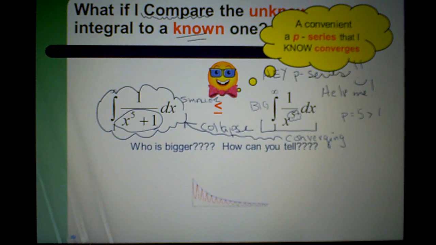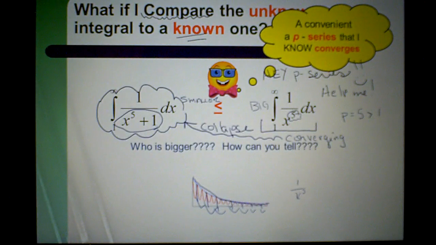Graphically, here is 1 over x to the 5th. As long as I know that 1 over x to the 5th plus 1 behaves very much like this, but always will lie underneath it, think of it this way: if this area converges, then anything that lies underneath of it and behaves just like it will converge as well. So it's almost like I capture it, I drop down onto it.